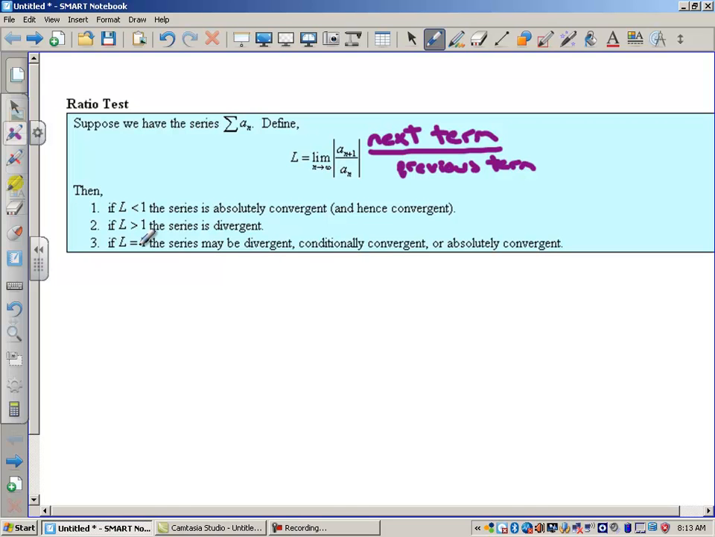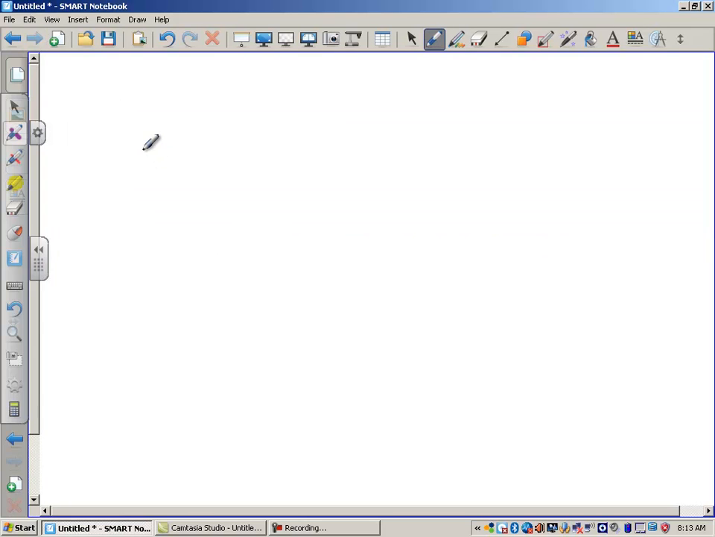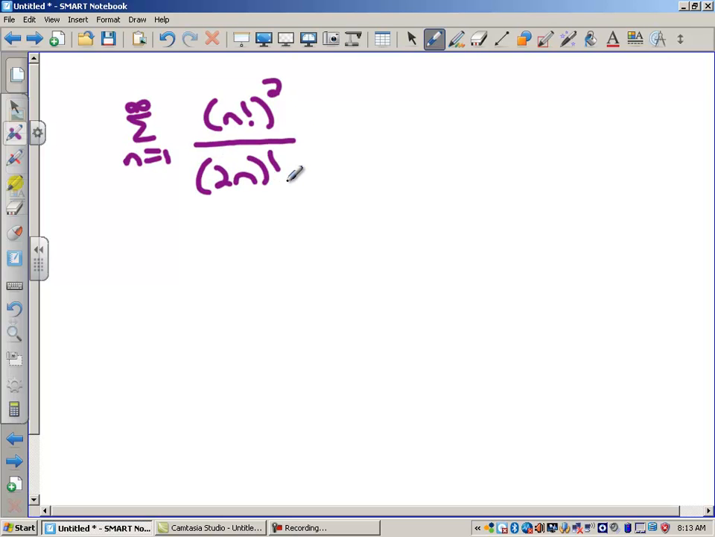So let's take a look at some examples. The first example I want to look at is, what about the summation from 1 to infinity of n factorial squared over 2n factorial? And I want to find out whether this converges or not. Now, you can't use any of your previous tests because it's not geometric, it's not telescoping, so it's got factorials in it. And keep in mind that n factorial means n times n minus 1 times n minus 2 dot dot dot all the way until you get to 1.